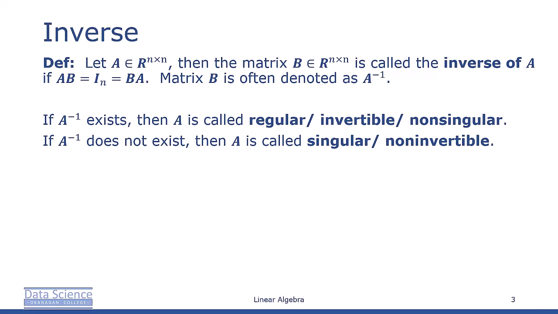Matrix B, if it exists, is often denoted as A to the power minus 1. If A inverse exists, then A is called a regular or invertible or a non-singular matrix. If A inverse doesn't exist, then A is typically called singular or non-invertible. We also note that if A inverse exists, it is unique.